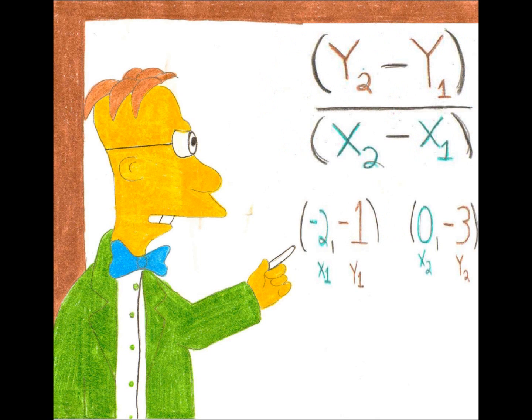I know you kids are excited and want to do this many more times, but we only have one set of points left. So the last points that we're going to use are -2 and -1, and 0 and -3.